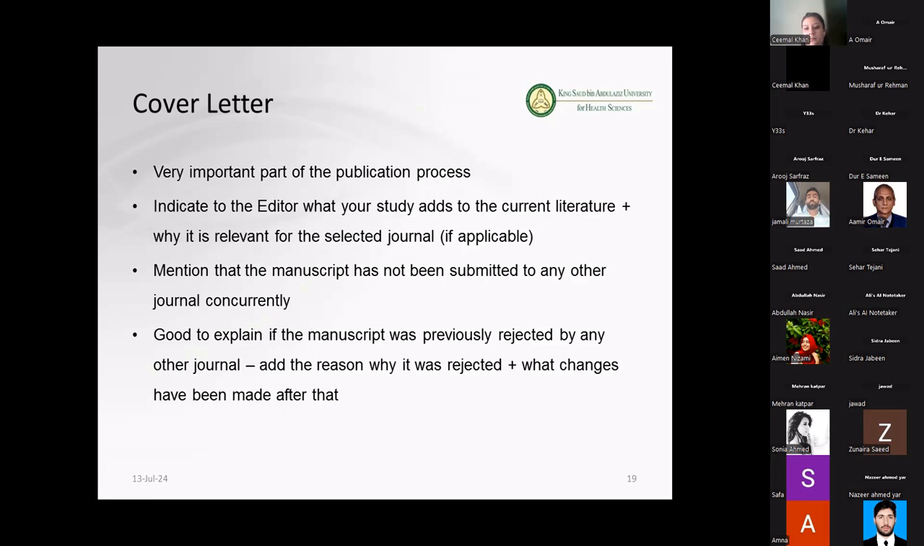One very important thing that you have to follow is that you cannot submit an article to two journals at the same time. So you have to mention that it has not been submitted to any other journal and that your copyright things are not there. And any changes that you made after any previous rejection will be helpful for the editors.